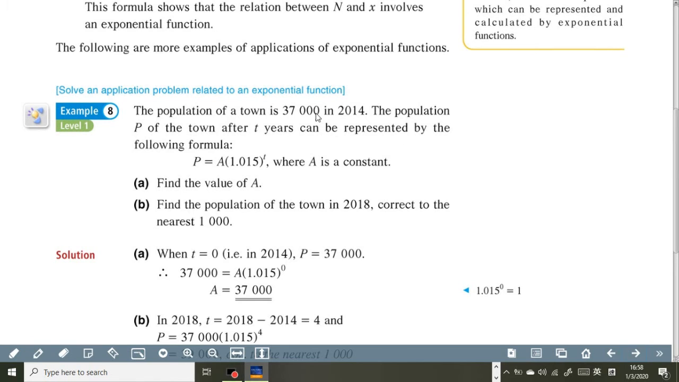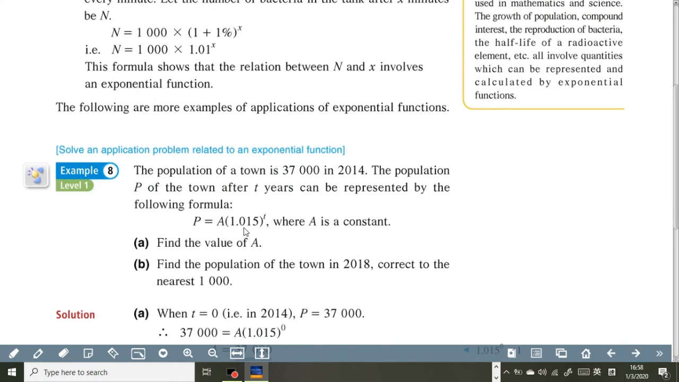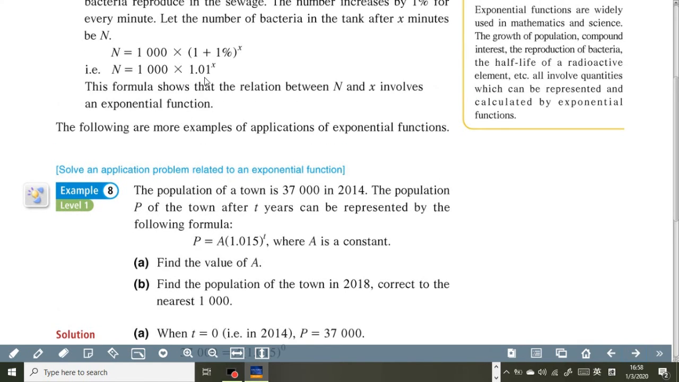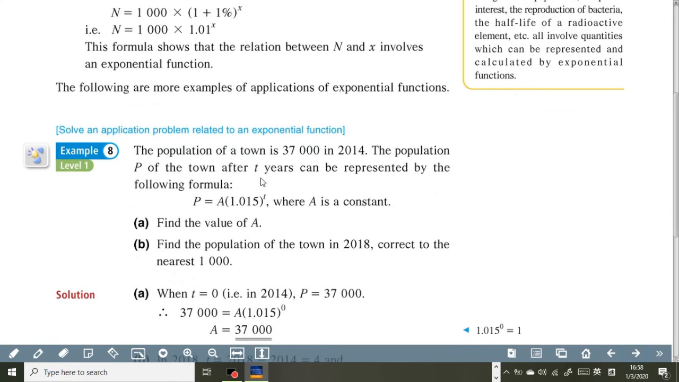And then you can represent the formula by the following. P is equal to A, just like the number 1,000 in the previous part, and the base 1.015. Just look at this one, 1.01, and t is represented by the time, in years, which is similar to the x. So in different questions, you will have different symbols to represent the constant here and the power here. So be careful. t is the time that you put here, and you can calculate something.